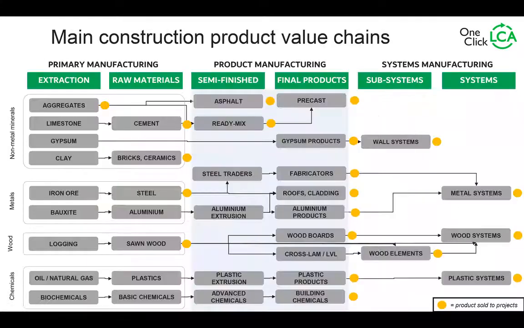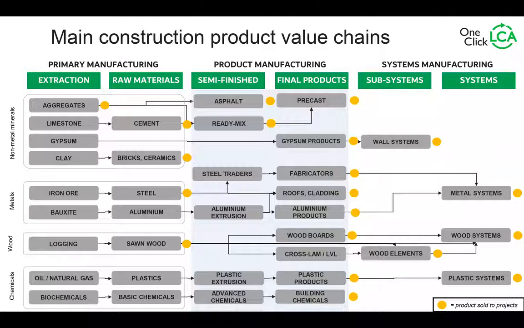So here we have, let's say, an approximation of the main construction product value chains. If we look at the top row, we are starting with the raw material extraction, moving to the raw material manufacturing, and then moving to the next step in the value chain, which is semi-finished product and final product.